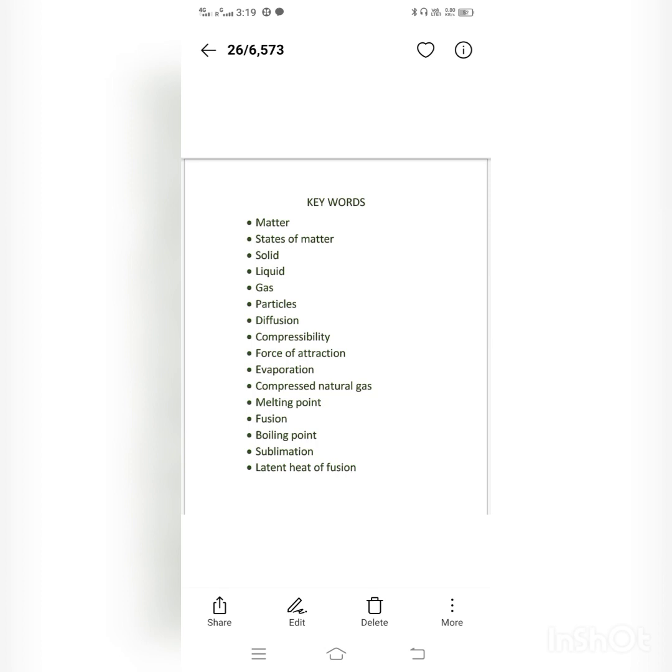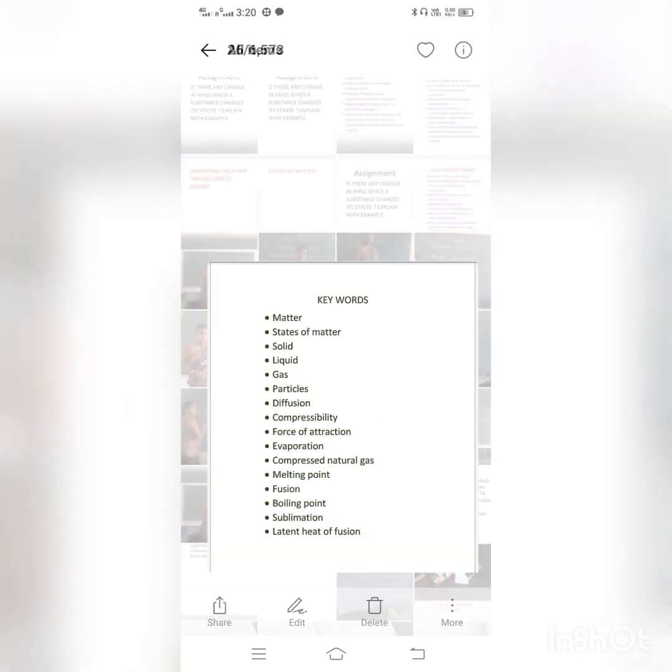Diffusion, compressibility, force of attraction, evaporation, compressed natural gas, melting point, fusion, boiling point, sublimation, latent heat of fusion. In this chapter, we learned about these keywords. Children, please write them down carefully and read thoroughly.